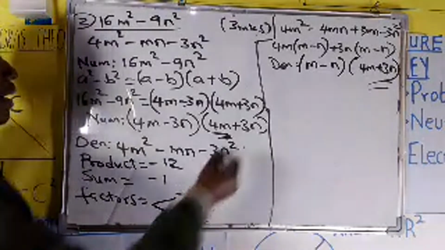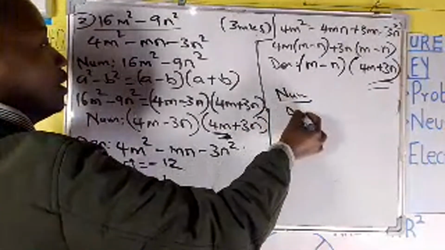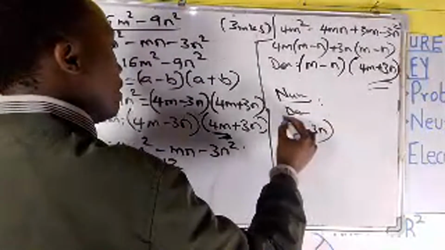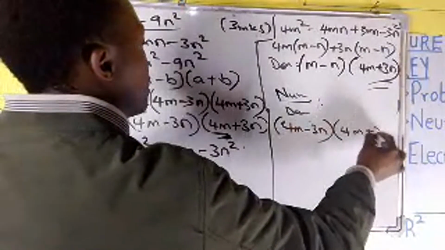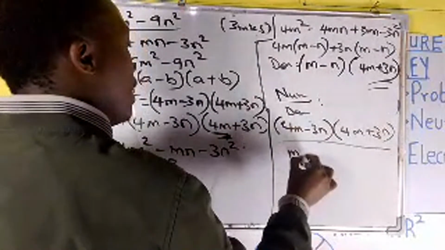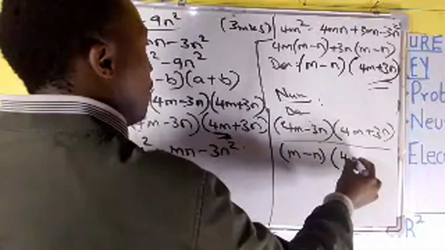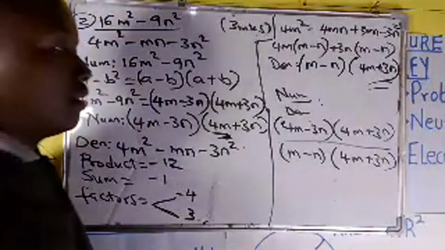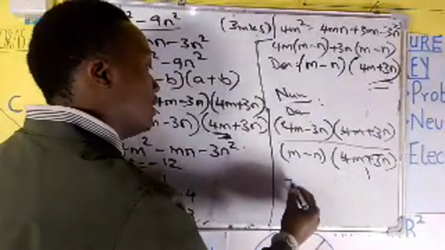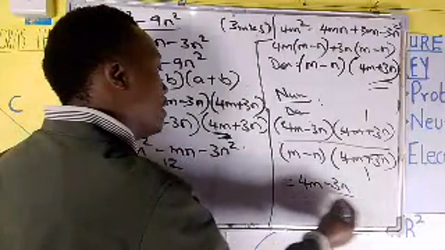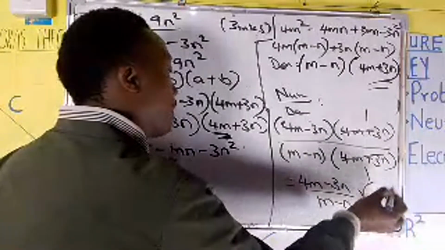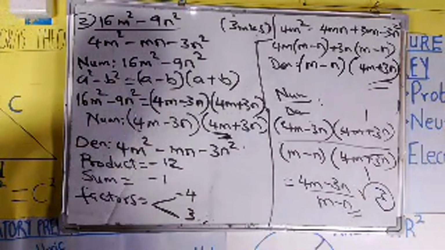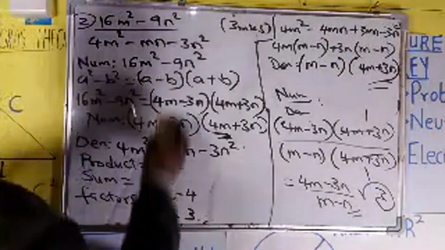Let us now find our final answer, which should be numerator over denominator. So we have 4m minus 3n, 4m plus 3n over m minus n, and 4m plus 3n. So we can cancel the identities. This identity goes with that identity, and we are left with 4m minus 3n over m minus n. By doing that, you get your three good marks.